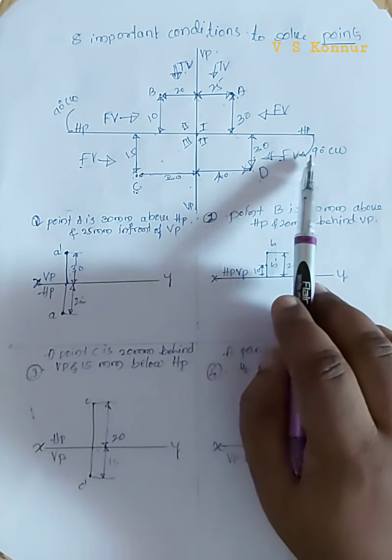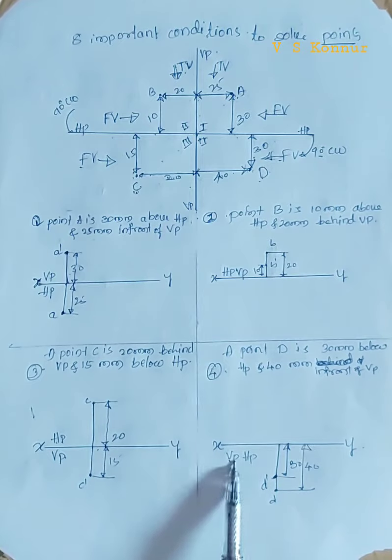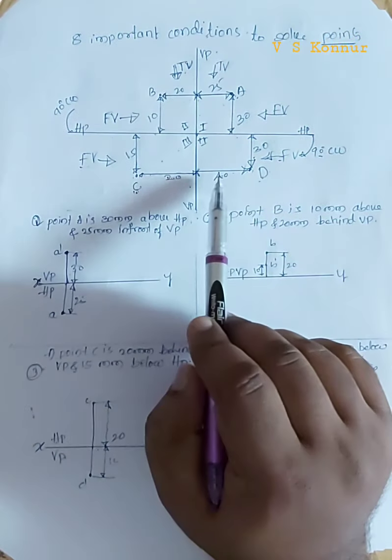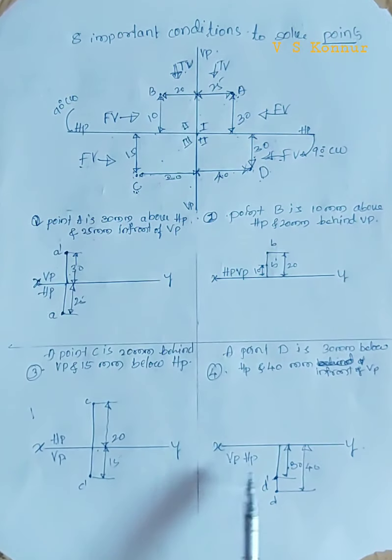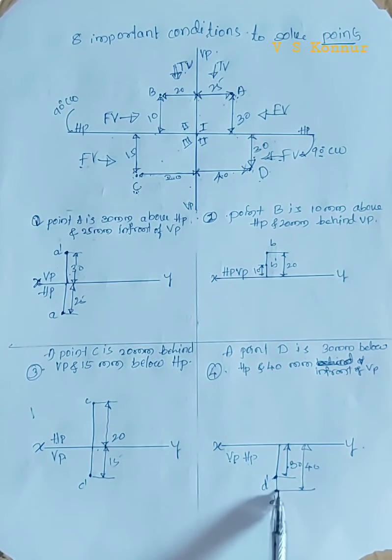Once again, when you are viewing from the front side, 30 mm is projecting on the vertical plane, which is below, so take the 30 mm distance, mark a point, and it is given by D dash because it is a front view. When you are viewing from the top side, 40 mm is projecting on HP, which is also below the XY line, so draw 40 mm, take the distance, and mark it as D because it is a top view.